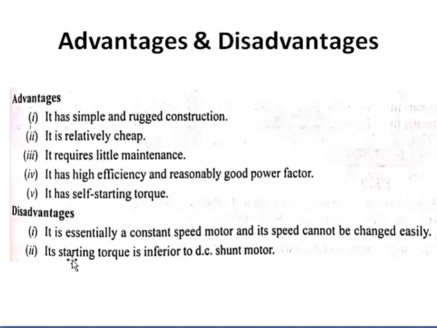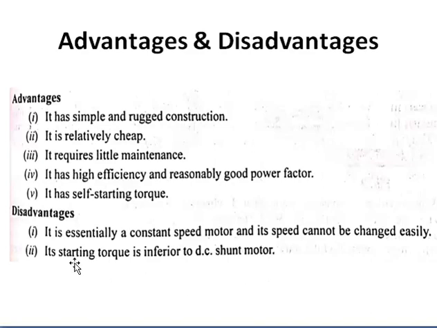And what are the disadvantages? We talked about this. It is essentially a constant speed motor, and its speed cannot be changed easily. Whether the induction motor runs on a low load or a full load, it runs at almost constant speed. Changing the speed is not that easy. Another problem is that its starting torque is inferior to a DC shunt motor. So in applications where you require a very high starting torque, the induction motor is not a good choice. We can go for DC motors, which can be a series motor or a shunt motor, depending upon the application.